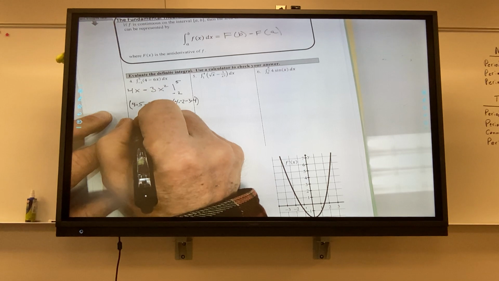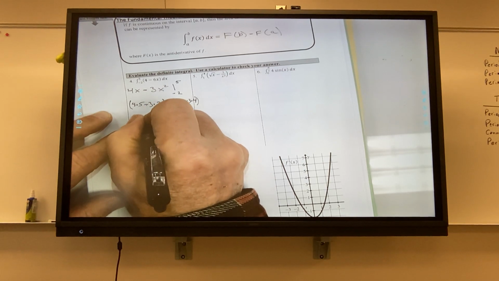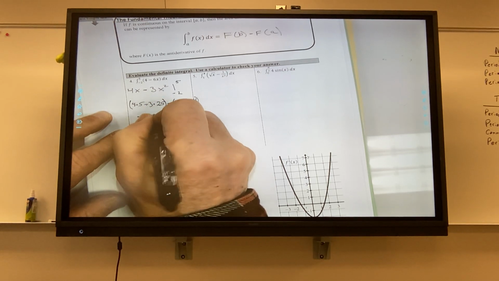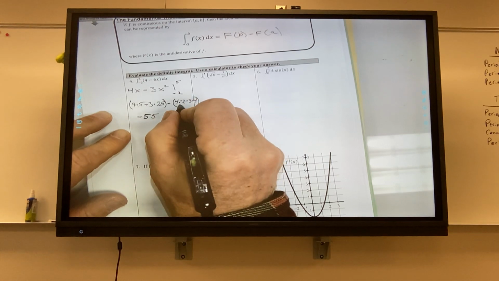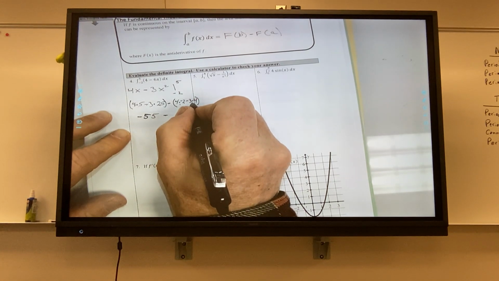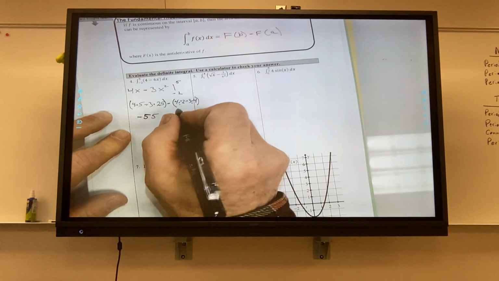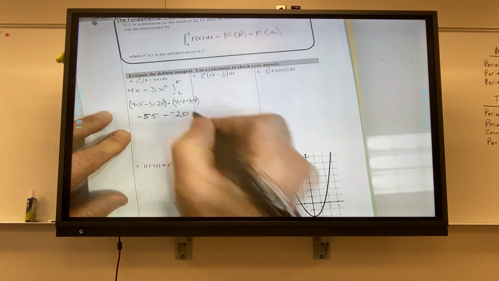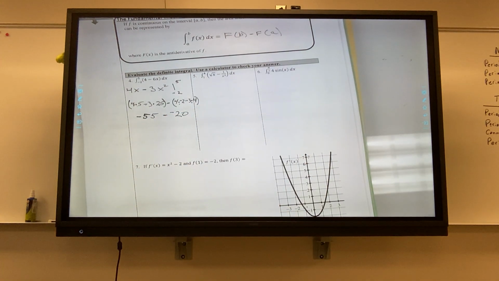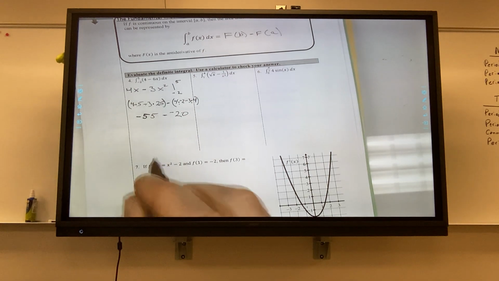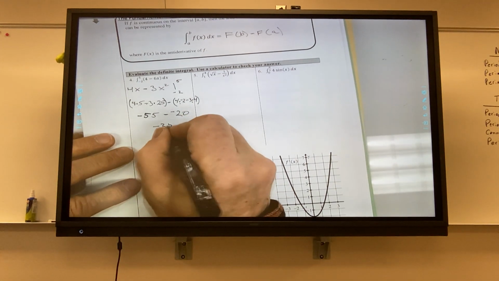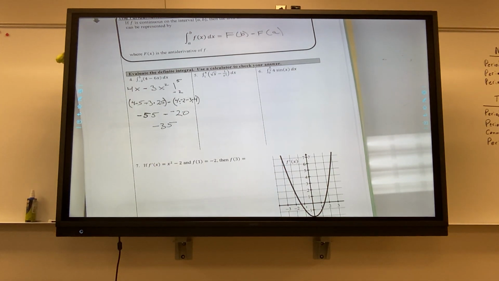Okay. And then this is negative 8 minus 12, negative 20. So that ends up being negative 35. Does anybody not know how to do that on their calculator, or does anybody want to review how to do that on your calculator?